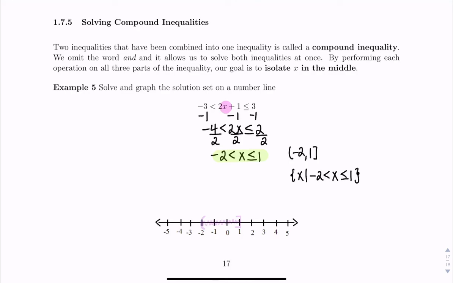And let's go ahead and put this on the number line. So at negative 2, we've got our parenthesis, and at 1, we have our bracket. And it's any number that's in between these two endpoints.